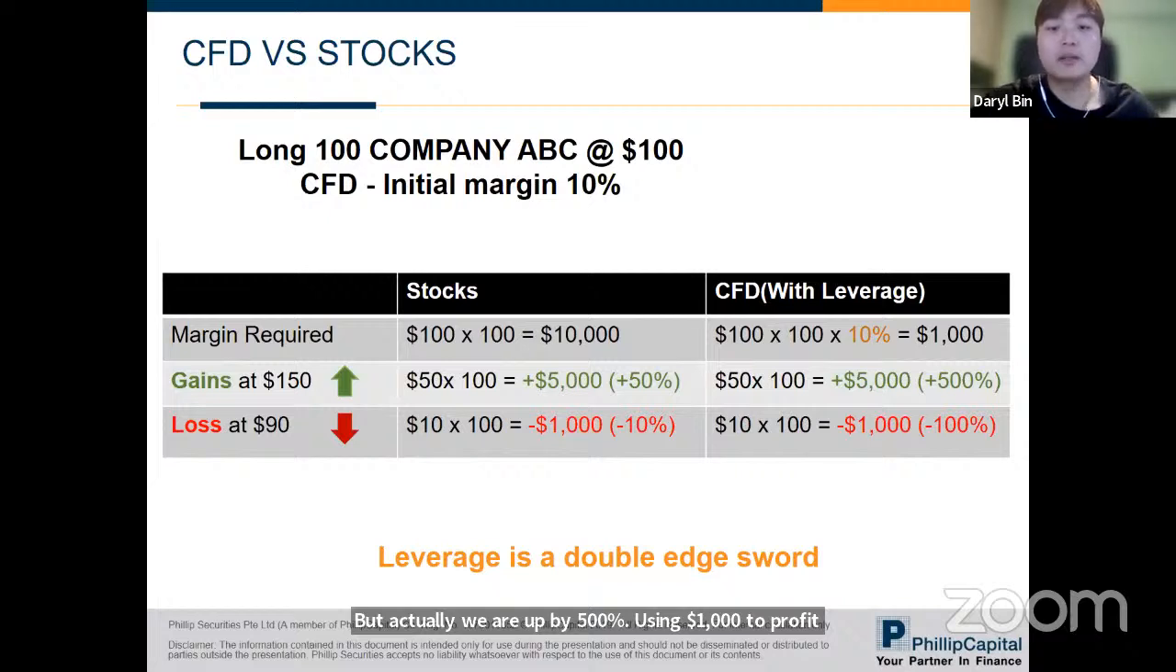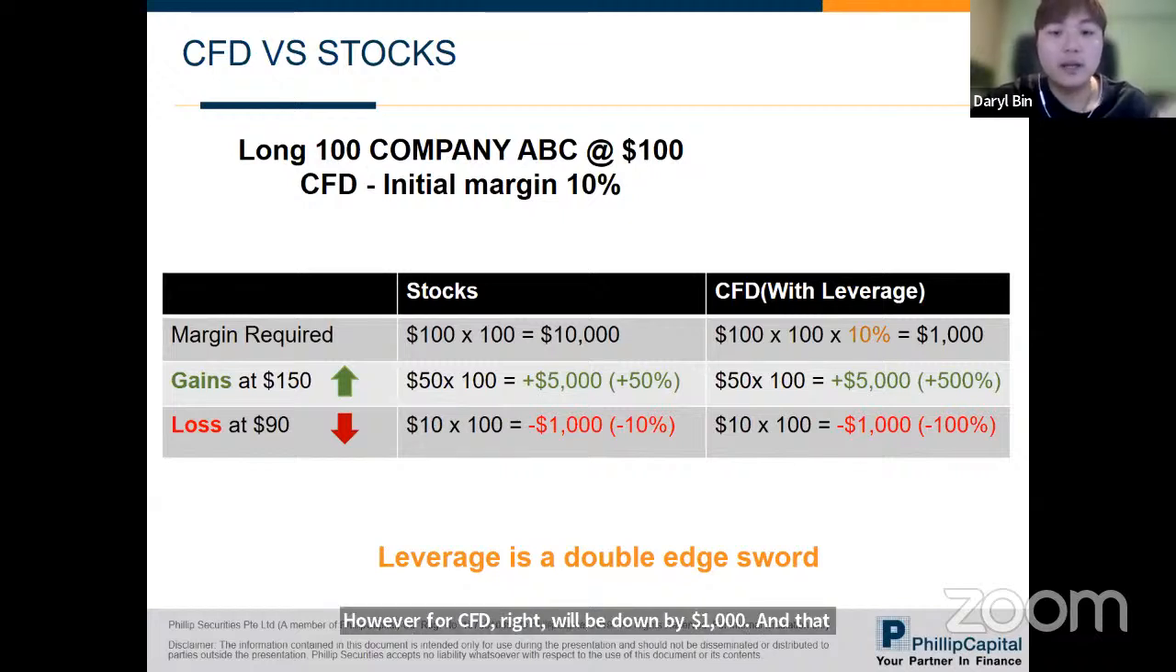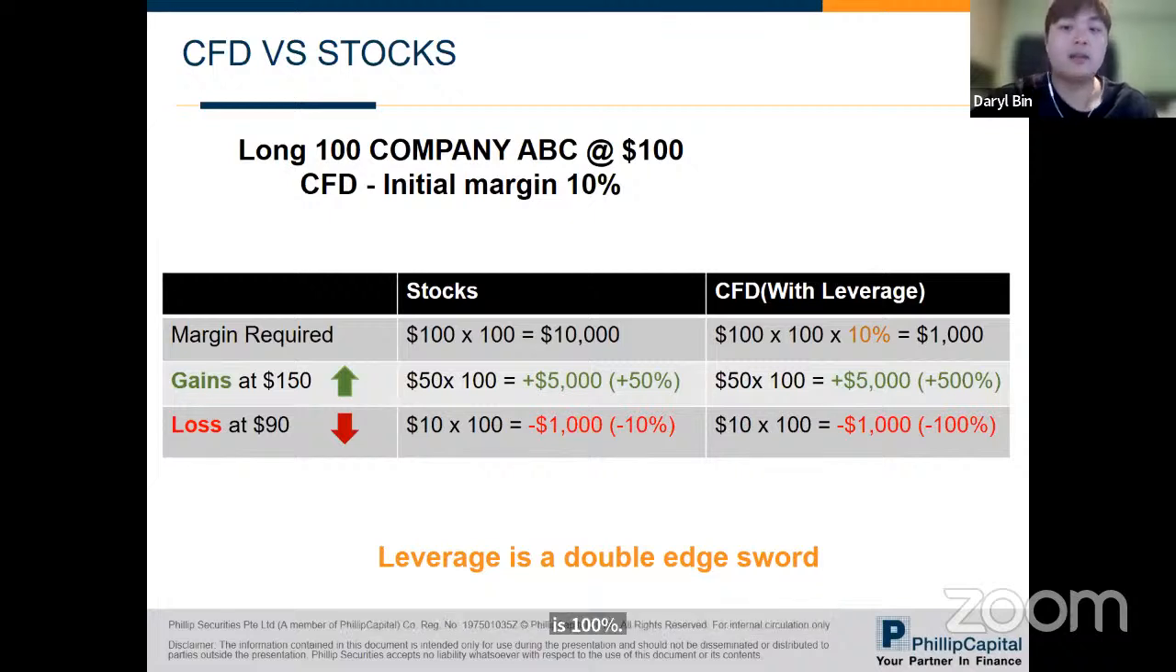So let us look at the bearish side, when the market goes against you. For company ABC, when it goes down by $10, we will lose $10 per share. For stocks, it will be down by $1,000, and that is 10%. However, for CFD, we'll be down by $1,000, and that is 100%. So this is why leverage is a double-edged sword, and it can amplify your gains and losses.